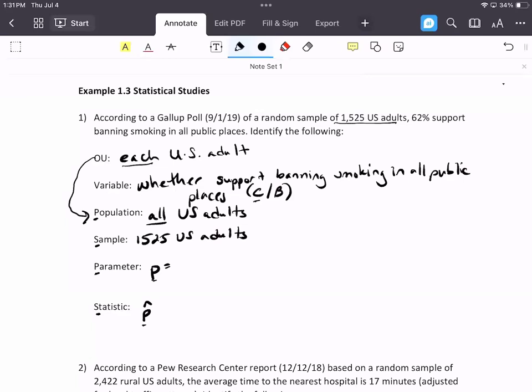The parameter, p, that we're interested in hopefully making an estimate of is the proportion of, remember, the parameter is related to the population, the proportion of all US adults who support banning smoking in all public places.